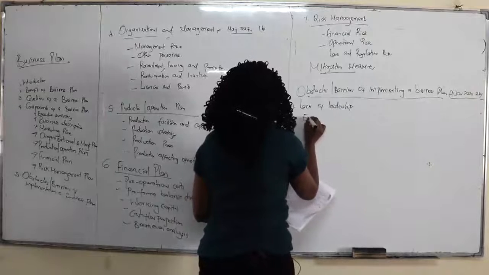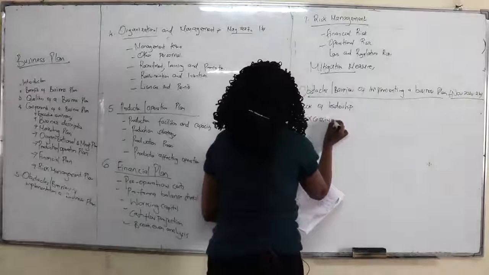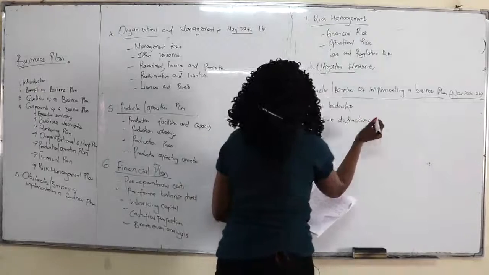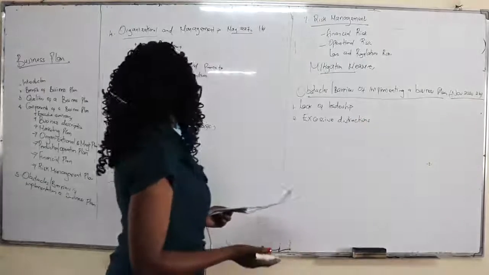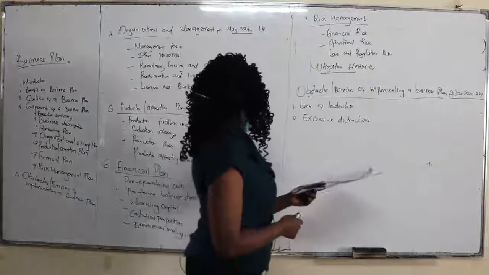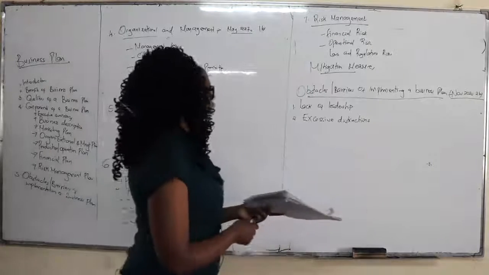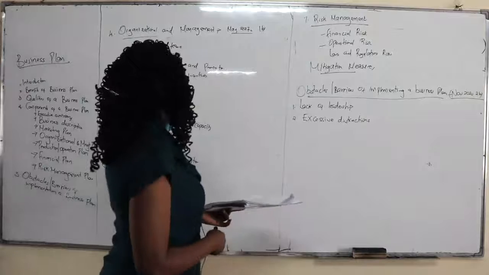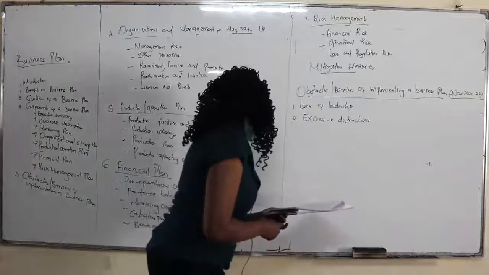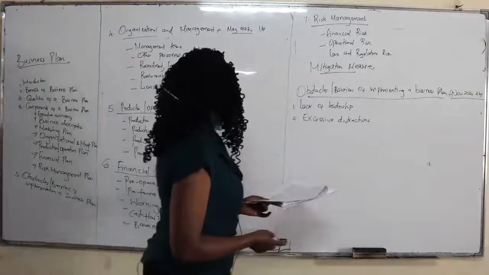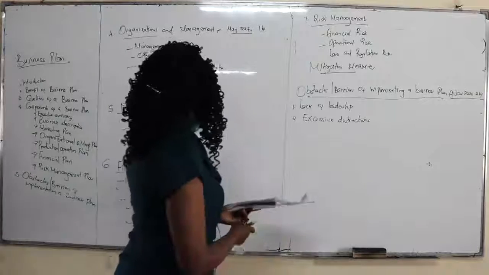The second one is excessive distractions. Excessive distractions might be an issue, because in as much as you have a very good business plan, you may find that a leader is trying to implement too many things at a go, and the team is confused about the priorities.